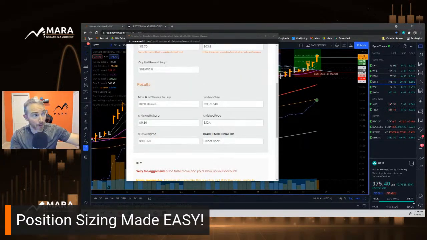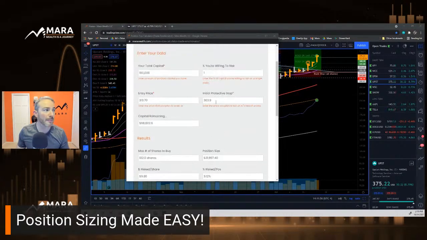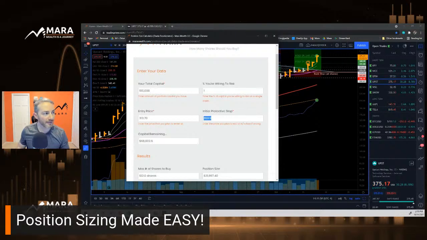With this part of the calculator, it's talking more about holding overnight, so more for swing trading purposes. The reason why you could either be in the sweet spot, or maybe you have a really tight stop. Like let's say your stop was 310.